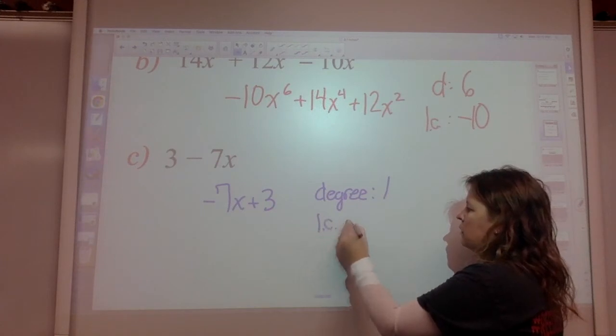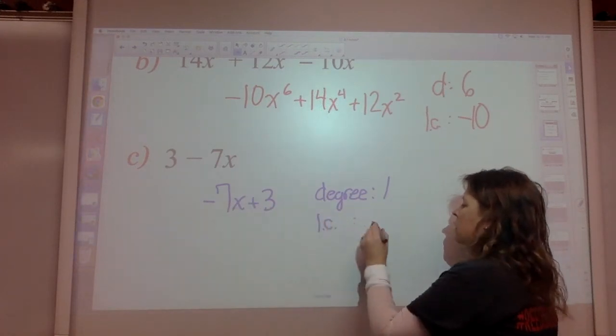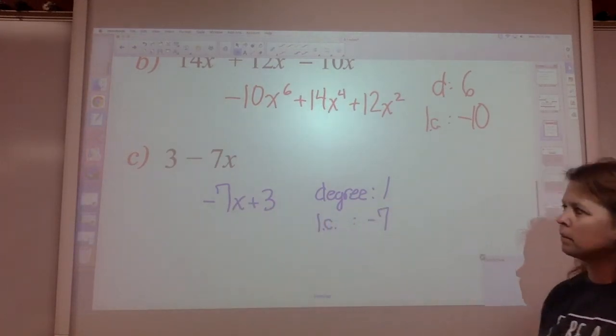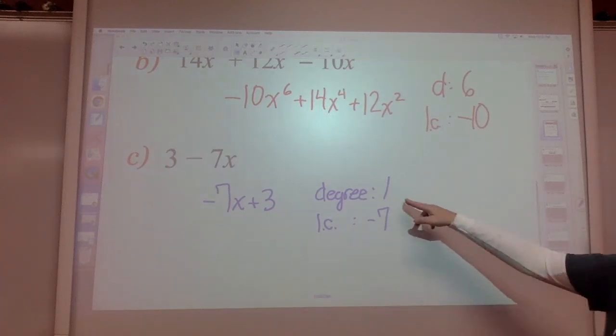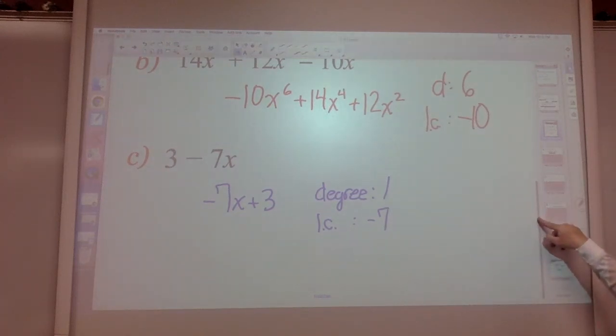Leading coefficient? -7. Please do not put x as your degree. Just put the 1, the exponent that's there.